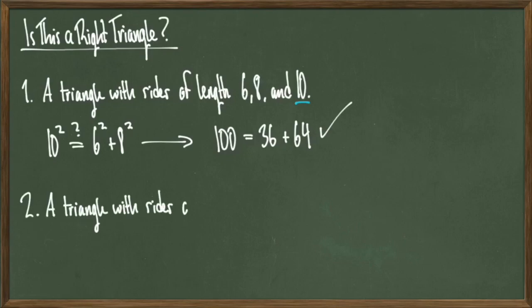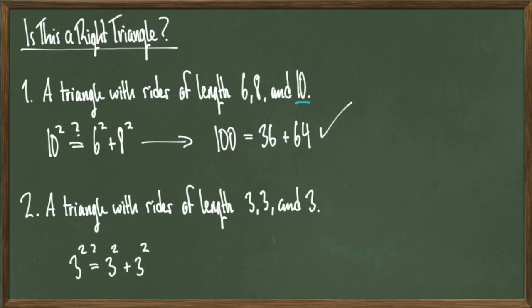Now suppose that I'm looking at an equilateral triangle where every side has length 3. Again, we'll plug this into the Pythagorean theorem to see if the equation balances. We want to know if 3 squared is equal to 3 squared plus 3 squared. Well, upon inspection, we can see that's not going to happen, because 3 squared is equal to 9, and 3 squared plus 3 squared is equal to 18, and those are not the same. Therefore, this is not a right triangle.